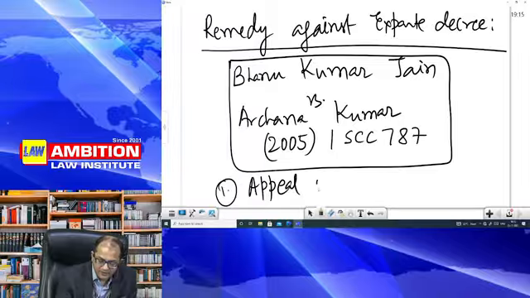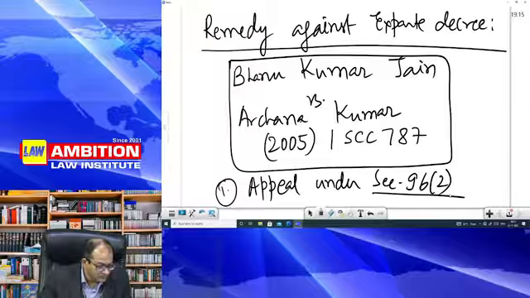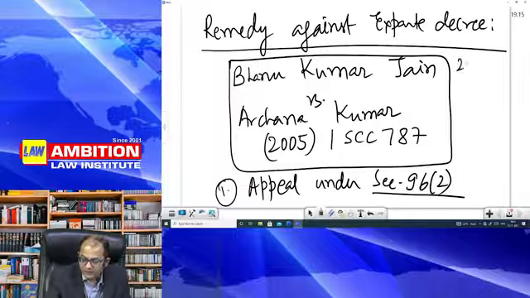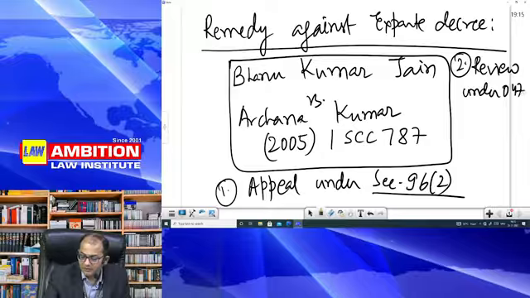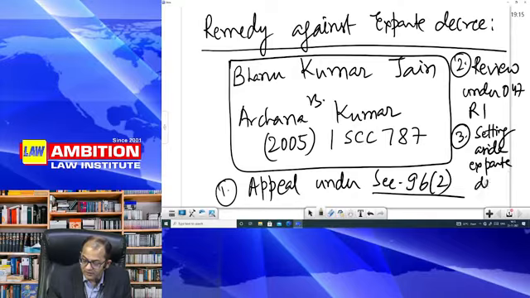Even an ex parte decree is appealable, appeal under section 96 subsection 2, it is written there. Second is review under Order 47 Rule 1. So you can go for review. And third, setting aside the ex parte decree. You can approach the same court for setting aside the ex parte decree under Order 9 Rule 13.